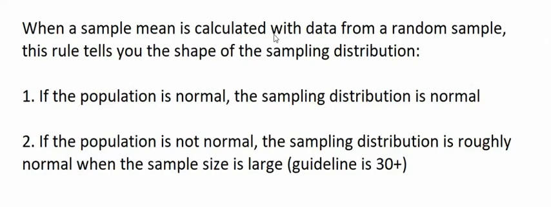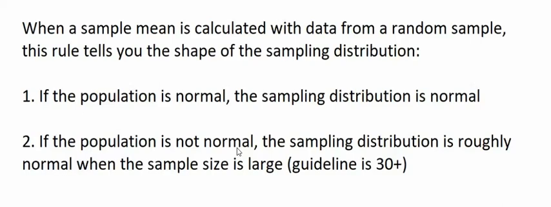When a sample is randomly selected and a sample mean is calculated, this rule tells you the shape of the sampling distribution. If the population that's being sampled has a normal distribution, then the sampling distribution is normal, no matter what the sample size is. If the population is not normal, if it's skewed, or if it has a positive or negative kurtosis, then the sampling distribution is close to normal if the sample size is large enough. And the sample size that's needed depends on how non-normal the population is. If the population is close to normal, but not quite, then the sample doesn't have to be very big. 5 or 10 might be fine.